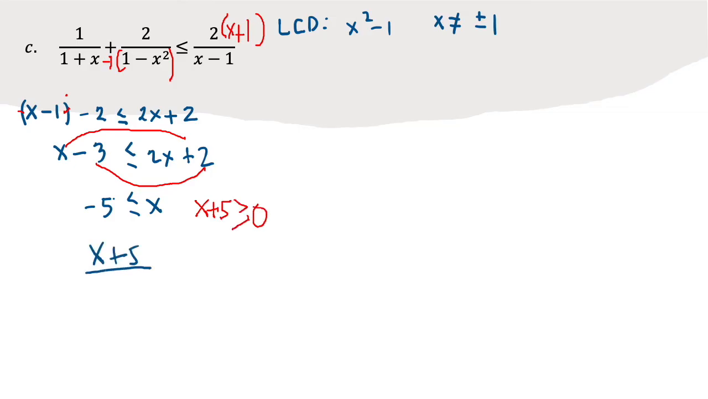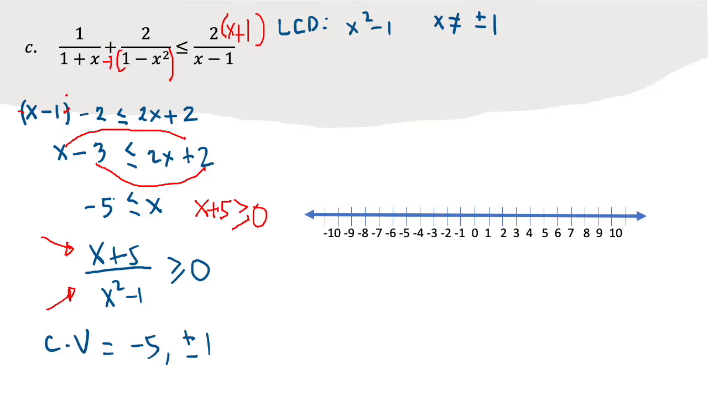And now we will have this form, x plus 5 divided by our denominator, or LCD, greater than or equal to 0. And then we can now equate the numerator and the denominator to 0. So we will have x equal to negative 5, and then x equal to positive and negative 1. So these are our critical values. Okay? So on our number line, we will be marking if negative 5, positive 1, or negative 1 is part of our solution. Since we cannot have positive and negative 1 as part of the solution, we will exclude these numbers. So instead of solid point, we will be using hollow point for negative 1 and positive 1.